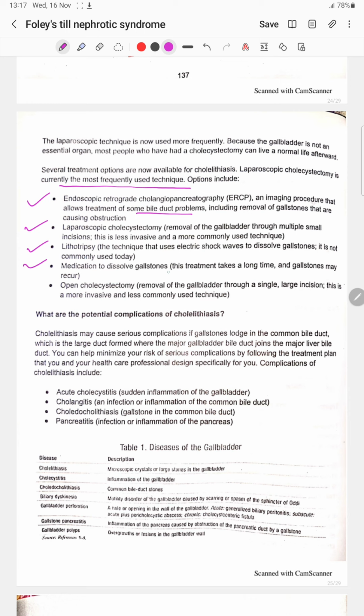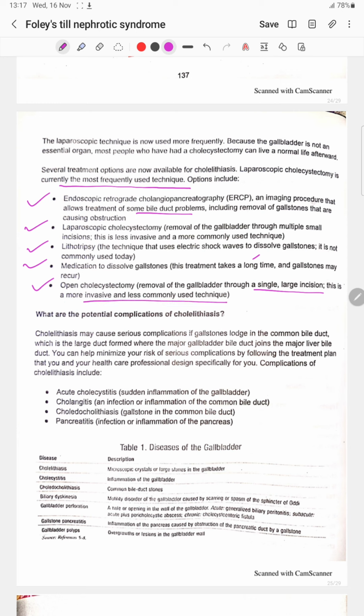Medication to dissolve the gallstones includes treatment that takes a longer time, and the gallstones may recur. Open cholecystectomy, removal of the gallbladder through a single large incision, is a more invasive and less commonly used technique.